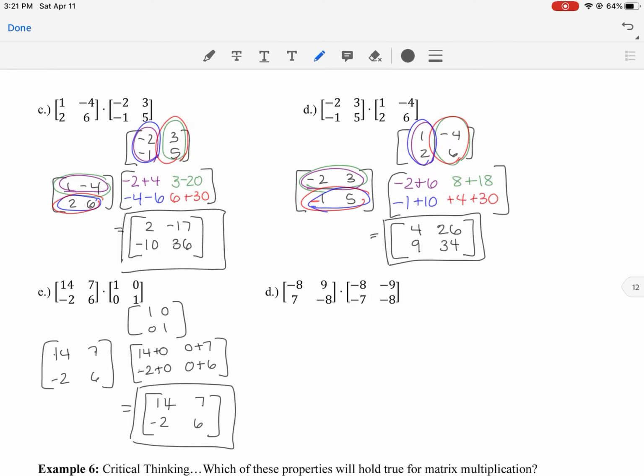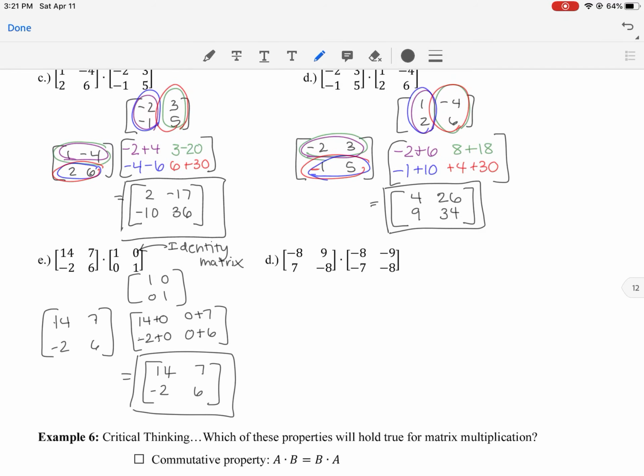So notice, as we simplify things, we get 14, 7, -2, 6. What do you notice about this matrix? It is the same as what we put in. What we have over here on the left, this is called the identity matrix. And we're going to learn more about that next time. But I think it's just good for you to be familiar that it does exist.